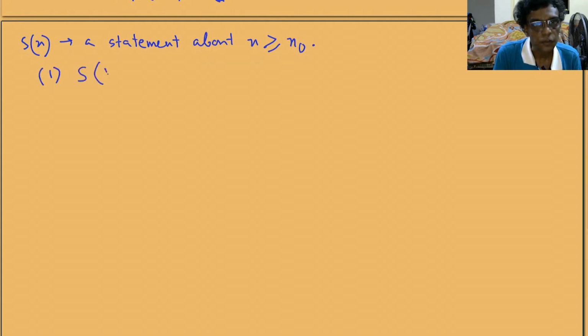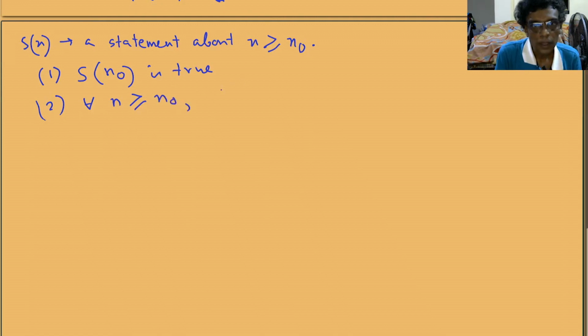As n0 is true, and for all n greater than or equal to n0, Sn is true implies Sn plus 1 is true. So earlier we started our induction with n0 equal to 1, but I can start from anywhere else. I can start from 0, I can start from 2, I can start from 5, and so on.